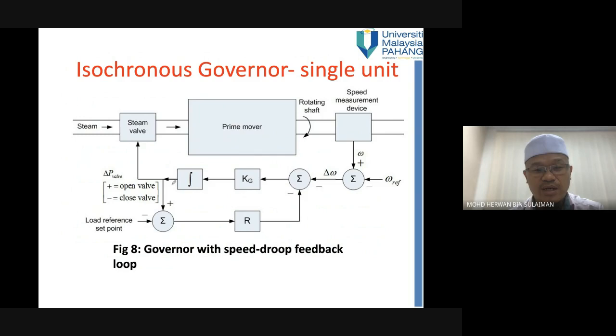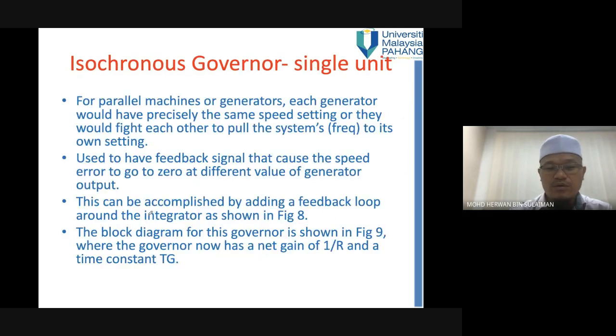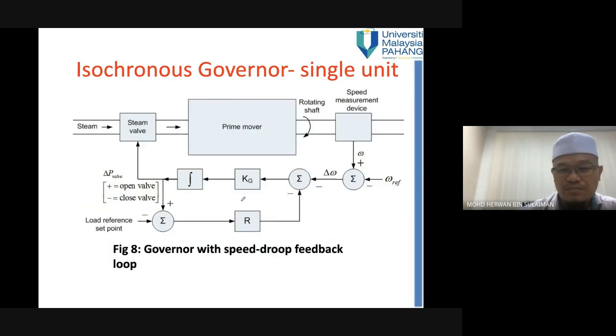So that's why kita akan ada satu kita panggil feedback group R. Okay, so dia akan bagi balik kat sini in order to make sure that we can achieve the error to go to zero. Okay, so this is net gain 1 over R. 1 over R maksudnya kat sini.